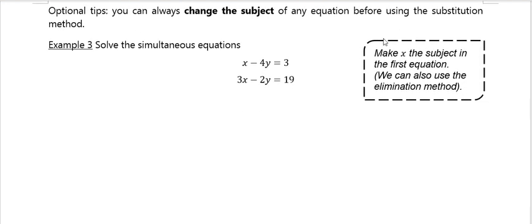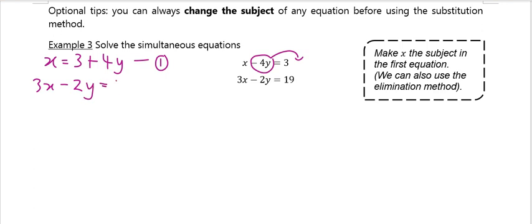Optional tip: you can always change the subject of any equation before using the substitution method. Now here, this is optional. In example 3, you can use the previous method of elimination. But since we stick to the topic, let's solve it using substitution. My note is to make x the subject in the first equation. When you make x the subject, you have to leave it alone on the left hand side. So you have to move negative 4y to the right hand side. Your first new equation will be 3x equals 3 plus 4y, and the second equation will be unchanged: 3x minus 2y equals 19.